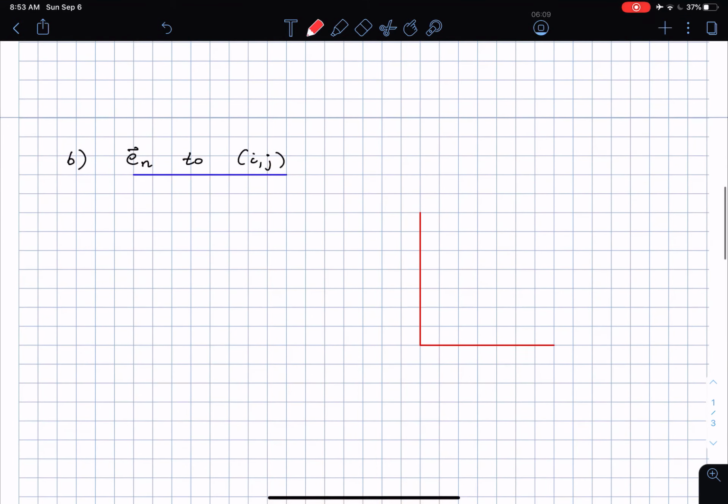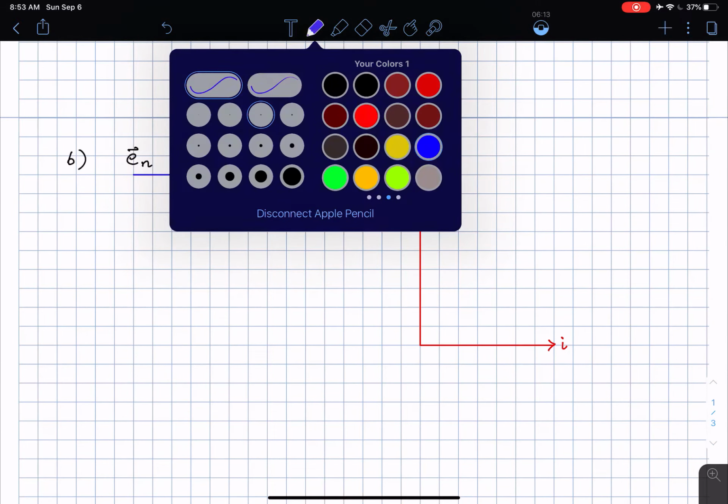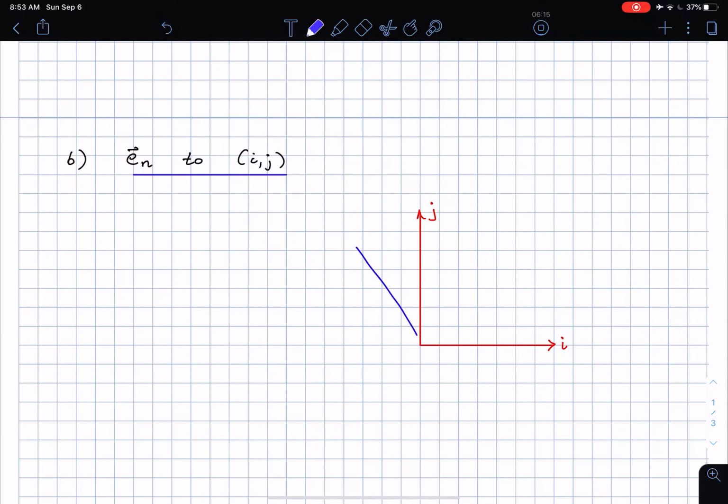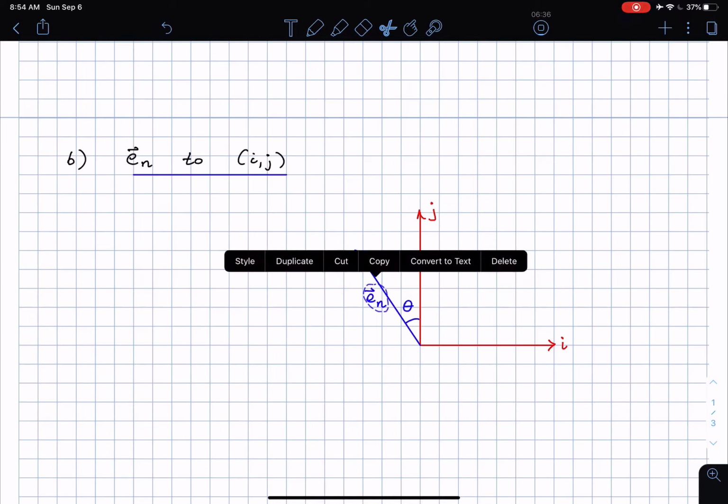Okay, so this is I, and this is J, and then I want to draw the En direction as drawn here. So this is going to be En, and I know that this angle here is the angle theta. So as to not crowd this up, I'm going to bring that and write it here. Okay, fantastic. Maybe here. Okay, that's better.